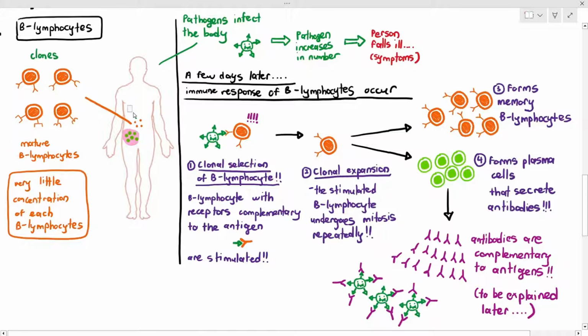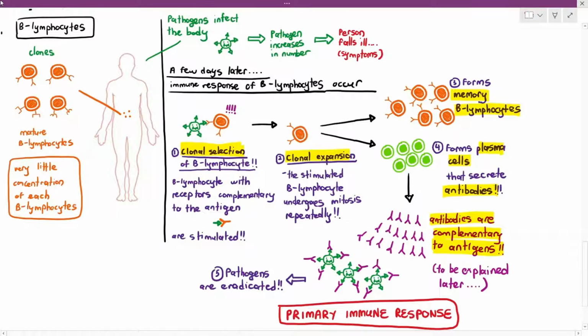We will be talking about that in another video. The point that I'm just trying to make over here is when your B lymphocytes produce those plasma cells, they will secrete antibodies complementary or matching to the antigens. And as long as they bind to the antigens on the pathogen, those pathogens will be destroyed. This is known as the primary immune response.